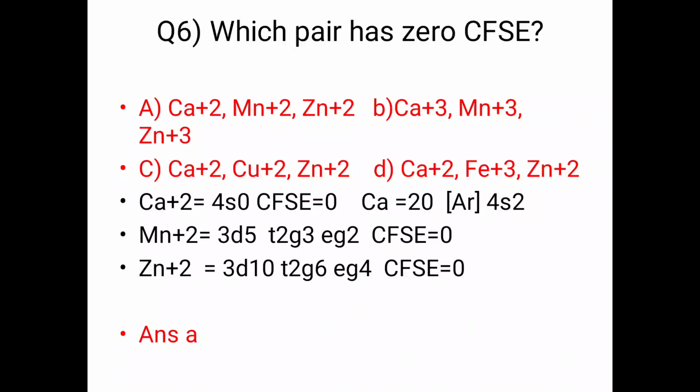The pair which has 0 CFSE, the 0 CFSE will be given by those complexes which are actually fully filled. Like if you use the complex Zn plus 2, what it is, a perfect configuration, that is 3d10 4s2. So it gives then copper plus 2. What is copper plus 2? 3d10 4s1. So like that.